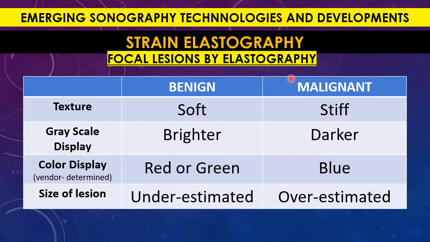On the other side, malignant areas usually are stiff, and that's why they acquire the darker area if you talk about grayscale, or if I'm using the color, they will take the blue color, right? And many times there is overestimation of the size of the focal lesion if it's malignant, by using elastography. So sometimes elastography might overestimate the size of malignant tissues.